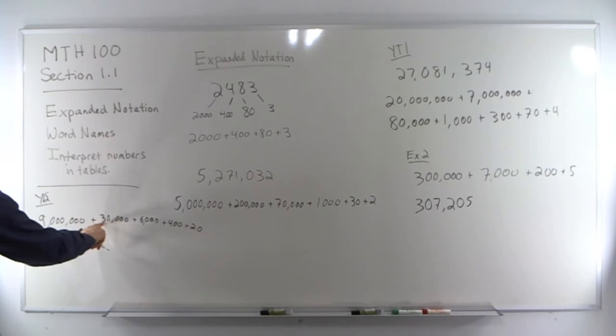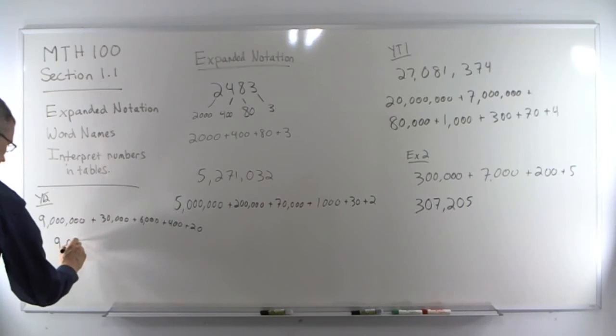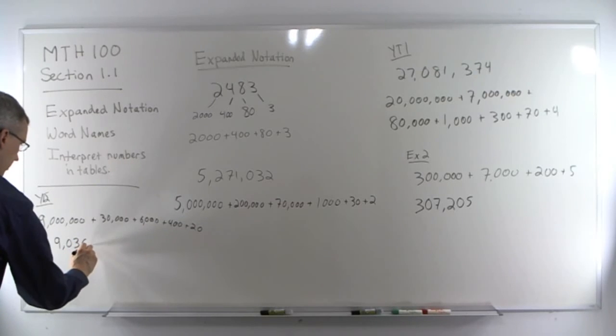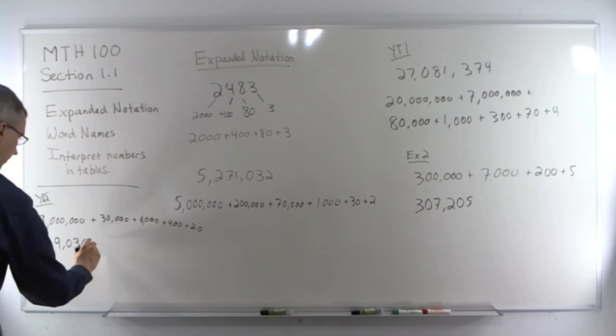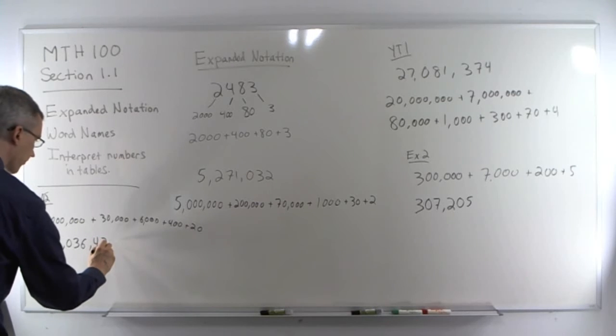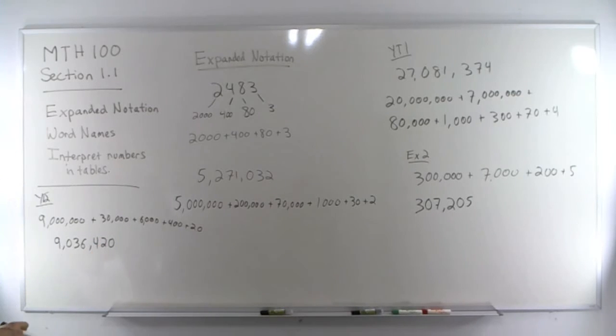Now for the 10,000s, we got a 3. For the thousands, we have a 6. For the hundreds, we got a 4. For the tens, we have a 2. And nothing for the ones, so 9,036,420.